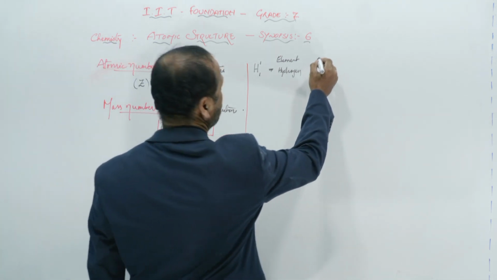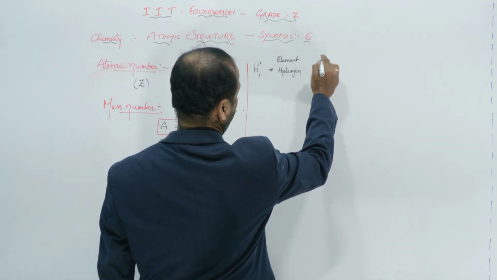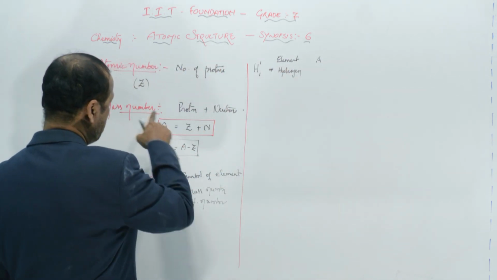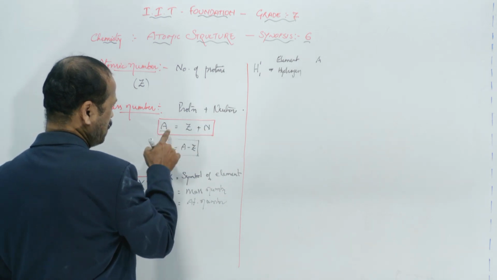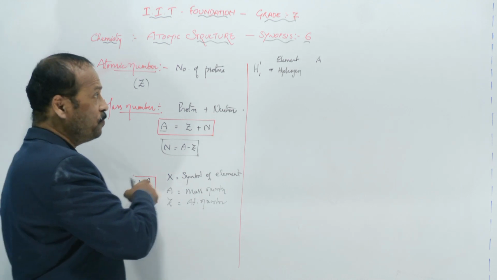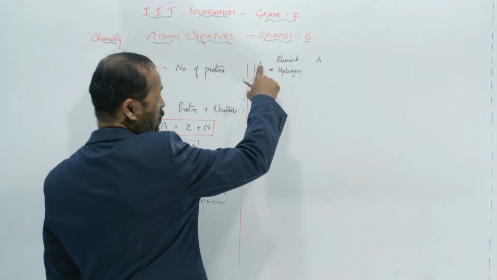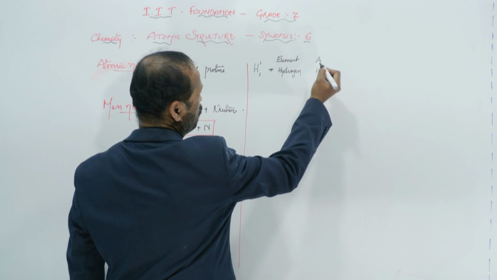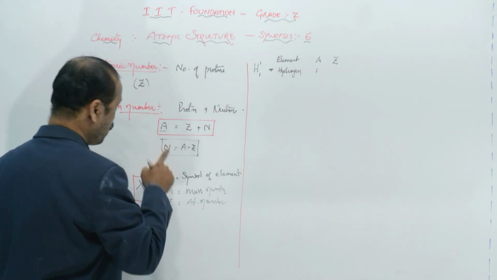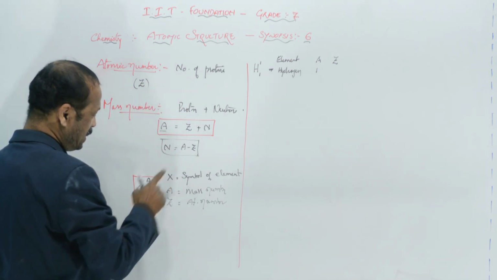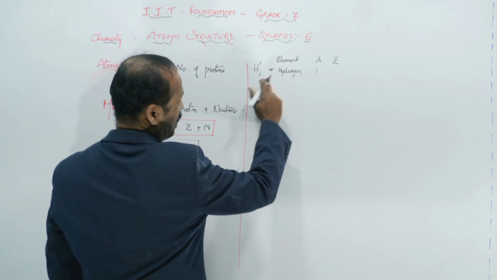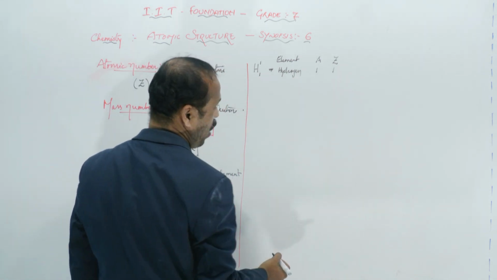And what is its atomic number? First we write the mass number. Mass number is represented by A, and A is written as a superscript. Here the superscript is 1, so the mass number of hydrogen is 1. And what is the atomic number? Z is represented as a subscript, meaning down. Here the down number is 1, so the atomic number is also 1.